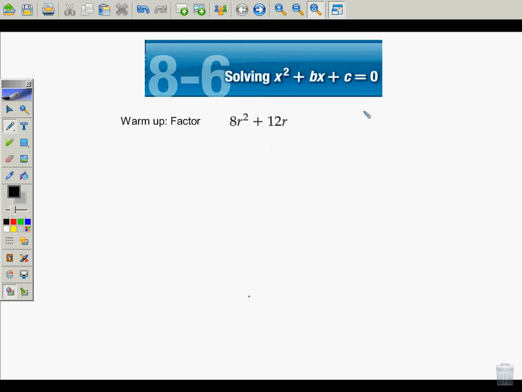Remember, when you factor, you always have to find the GCF. When we factor these expressions, the GCF here would be 4r, and then if I factor out a 4r, you look to see what you'd have to multiply 4r by, or what you'd have to distribute, to get what we started with. 4r times 2r would give me the 8r squared, and then 4r times 3 gives me the 12r. Should be a pretty easy review from what we did in the previous lesson.